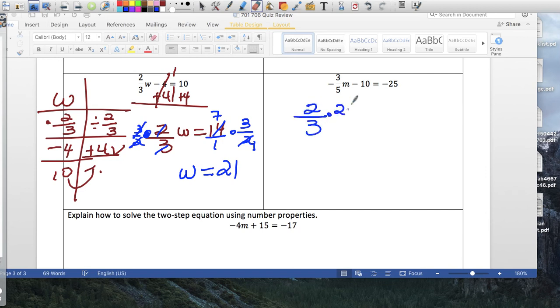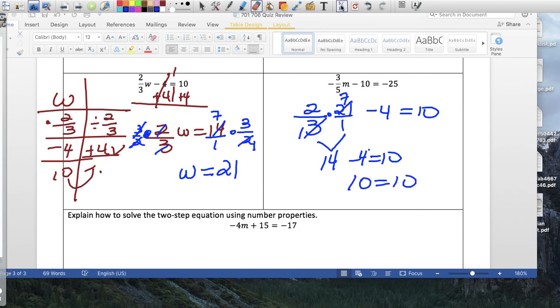Check. 2/3 times 21, which is w, minus 4 equals 10. Multiplication comes first, right? So I can put this over 1. Simplify. 3 divided by 3 is 1. 21 divided by 3 is 7. 7 times 2 now is 14. Minus 4 equals 10. And 14 minus 4 is indeed 10.